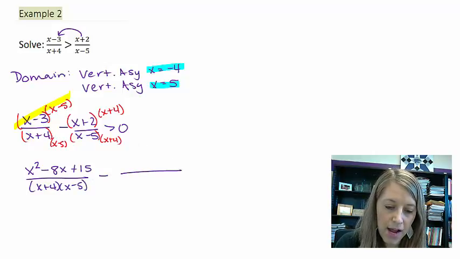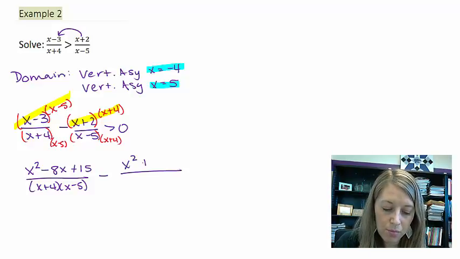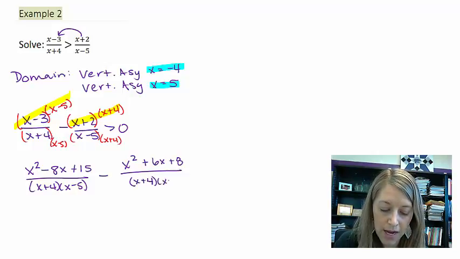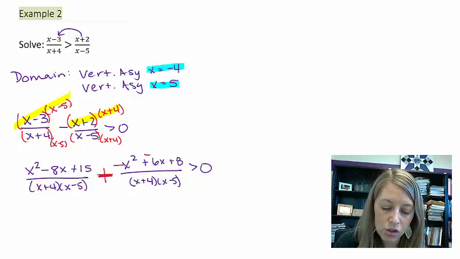Minus this fraction, if I FOIL this, gives me x squared plus 6x plus 8 over, again, my LCD, x plus 4, x minus 5. This is still greater than 0. If I want to combine these two fractions, I need to distribute this negative here. So I make it a positive and I distribute my negative all the way through.